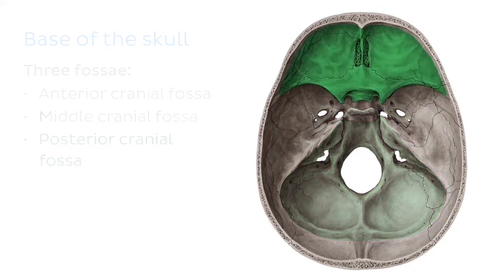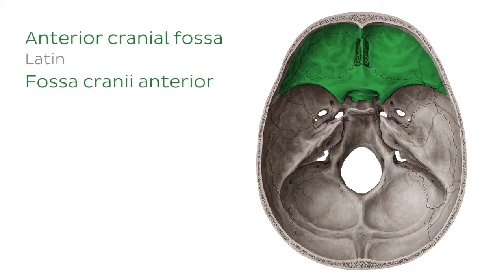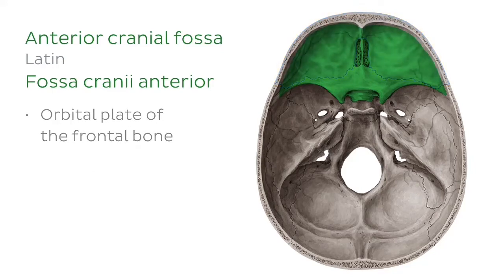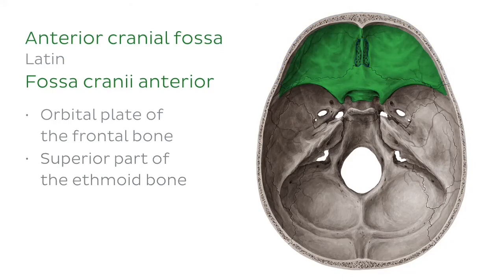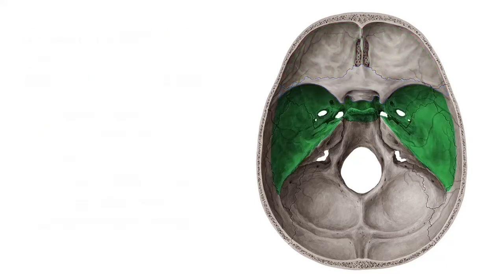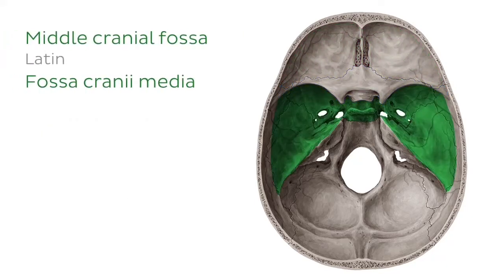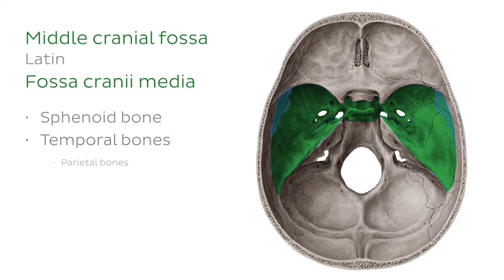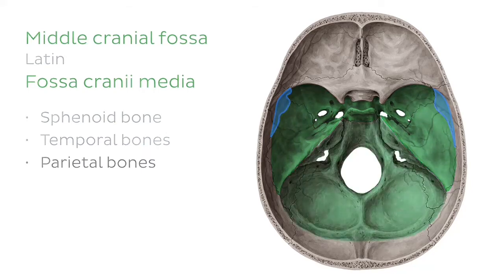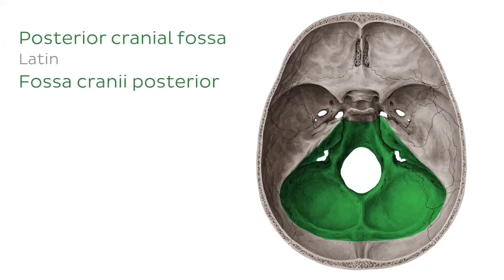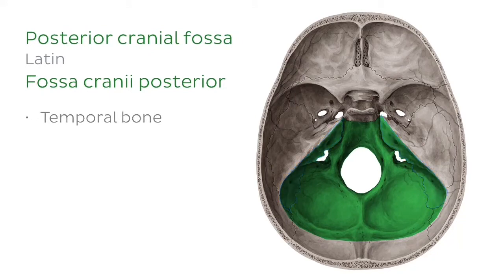The anterior cranial fossa, just behind the forehead, is comprised of 3 bony elements: the orbital plate of the frontal bone, the superior part of the ethmoid bone, and the lesser wings of the sphenoid bone. The middle cranial fossa is similarly formed by 3 bones. They're the body and greater wings of the sphenoid bone, the paired temporal bones, and the inferior-most portions of the paired parietal bones. And finally, towards the back of the head, the posterior cranial fossa is comprised of the temporal bone, the paired parietal bones, and the occipital bone.